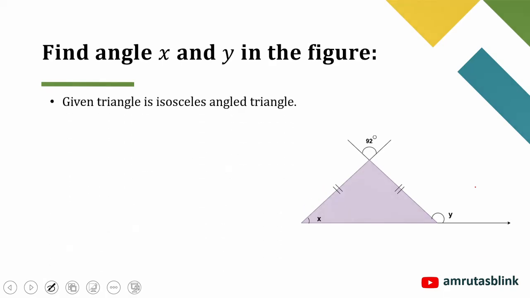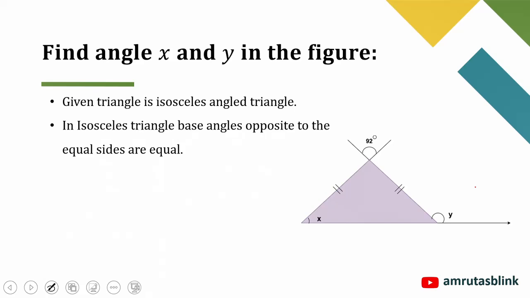Find angle x and y in the figure. Given triangle is isosceles triangle. In isosceles triangle, base angles opposite to the equal sides are equal. Hence if this is x, this angle will also be x. Now as this angle is 92 degree, this angle will also be 92 degree as it is vertically opposite angle.